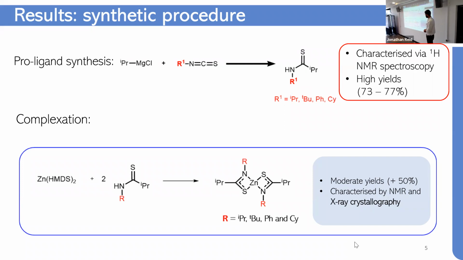So I used a quite standard zinc starting material, reacted it with two equivalents of my ligand, and in all four cases, I managed to successfully synthesize these zinc thioamidates. I got some moderate yields, and we characterized them by NMR and X-ray crystallography, but I won't go into the detail of that today. So it's all well and good making four compounds. I wanted to make sure that they were viable precursors for aerosol-assisted chemical vapor deposition.